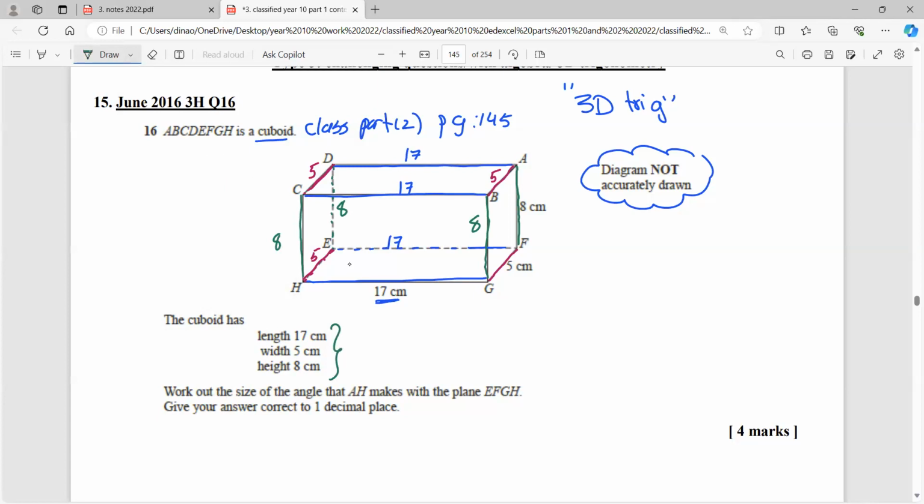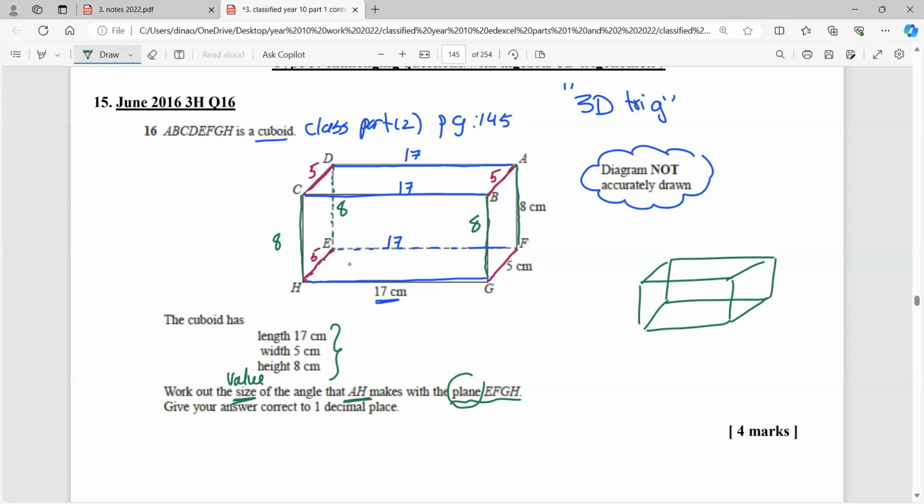Okay, let's see here what the question says. The question says work out the size. Of course, the size means the value of the angle that AH makes with the plane. Now first we need to understand what is meant by the word plane. Now I have a cuboid over here. This is the cuboid. I'm just going to draw it outside.